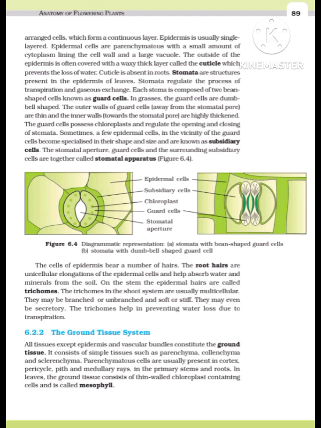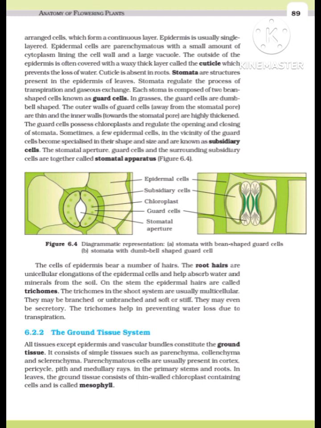Sometimes, a few epidermal cells, in the vicinity of the guard cells, become specialized in their shape and size and are known as subsidiary cells. The stomatal aperture, guard cells, and the surrounding subsidiary cells are together called the stomatal apparatus, figure 6.4. Epidermal cells, subsidiary cells, chloroplast, guard cells, stomatal pore. Diagrammatic representation: A. Stomata with bean-shaped guard cells. B. Stomata with dumbbell-shaped guard cells.